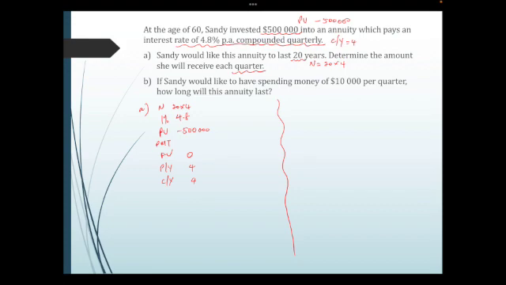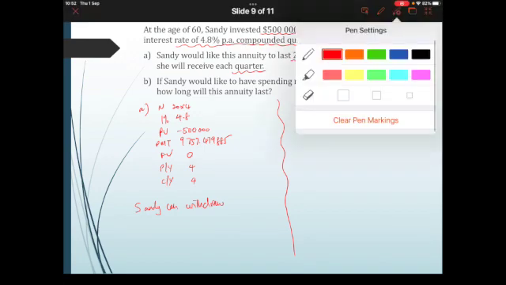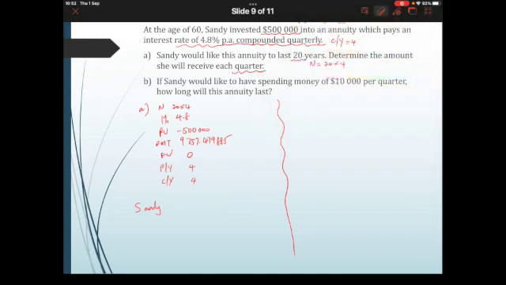Once you use your calculator, you should know that this is 9,757.479885. So therefore, Sandy can withdraw, or I should say, Candy will receive, just follow the question, Sandy will receive 9,757.48 per quarter. Alright, now part B.